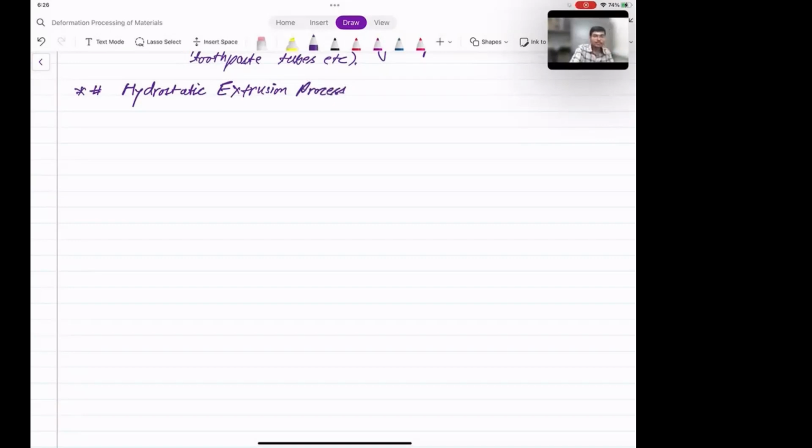Okay, so let us see its schematic also. This is very simple and easy to understand. So this is our billet and it is being extruded. Say this is the extruded portion and say this much portion is the container wall.